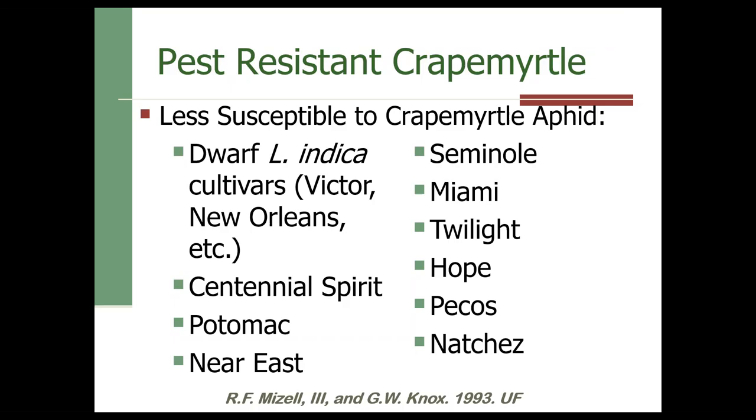We did do some research a number of years ago to look at resistance and susceptibility to crepe myrtle aphid. Generally, all cultivars that we evaluated at that time are susceptible to crepe myrtle aphid. Some are less susceptible, and these tend to be your Lagerstroemia indica cultivars and your dwarf cultivars. So ones that you see here, like the old-fashioned Near East, is less susceptible. Twilight, the purple one, is less susceptible. Interestingly, of the hybrids, Natchez, Pecos, and Miami are less susceptible to crepe myrtle aphid.